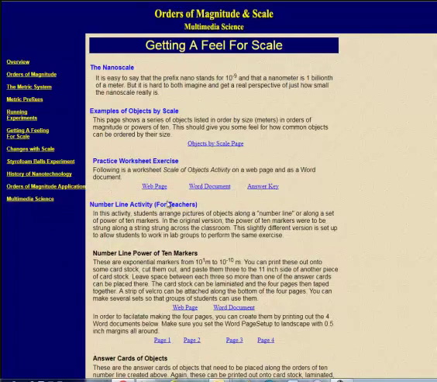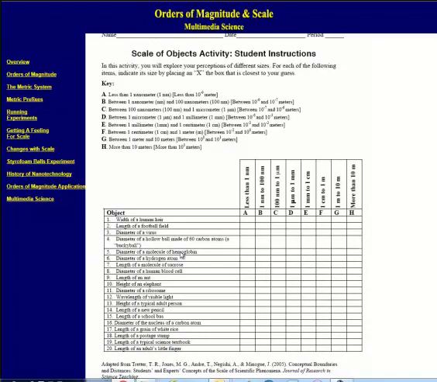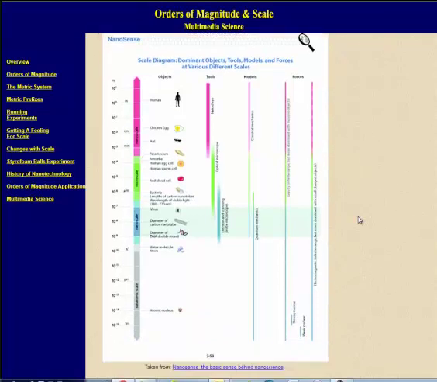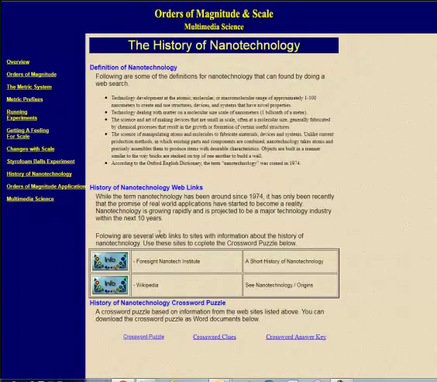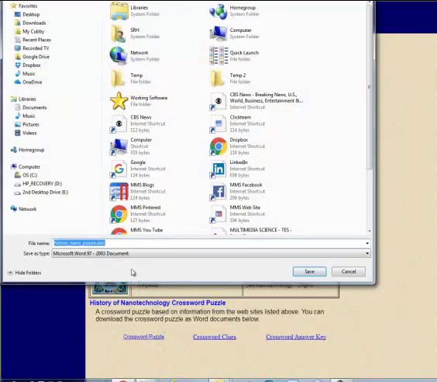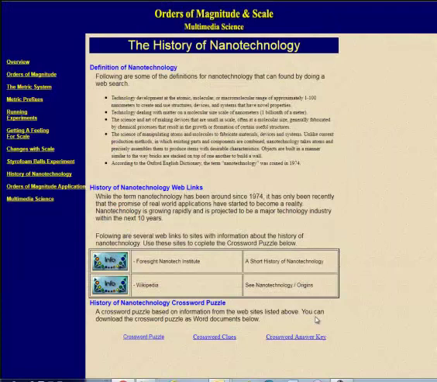We have some worksheets where the students will get a feeling for scale, the width of a human hair, the diameter of a molecule, and so on, and see whether they can place these objects in the correct scale. Then we start to talk about how things change with scale, what you can see depending on scale, how models change, how the effects of forces change with the size of the variable or the size of the object. There's a brief history of nanotechnology, certainly an up-and-coming field. There's a crossword puzzle that you can download and an answer key.